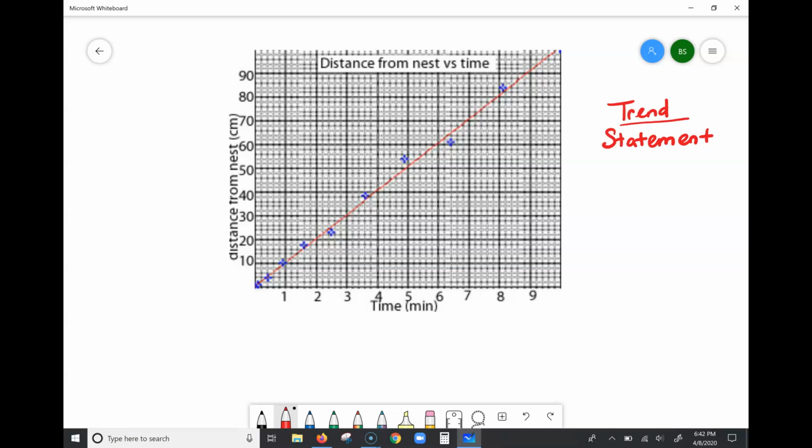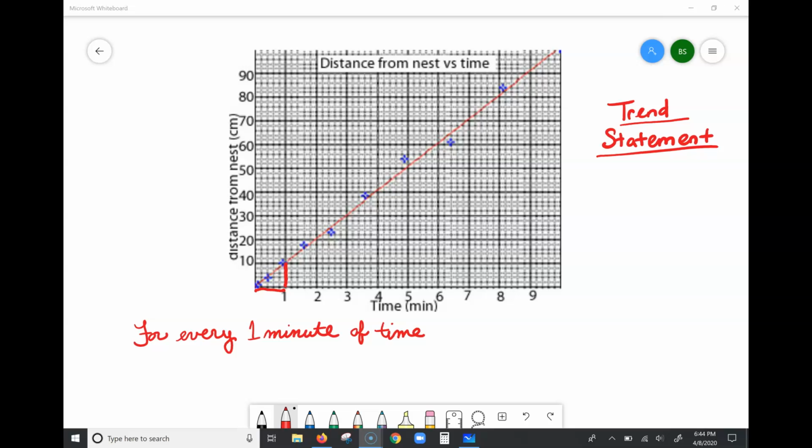With the line of best fit, we can write a trend statement. We will use that. We notice that as we go to the right 1 minute, the graph goes up and increases 10 centimeters. So I can use those numbers that I just figured out, 1 minute and 10 centimeters, to write a trend statement. So I'm going to start my trend statement with, for every 1 minute of time.